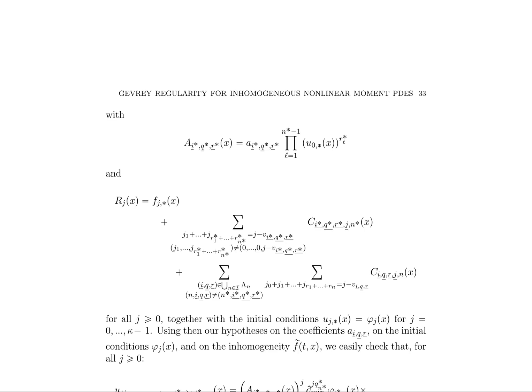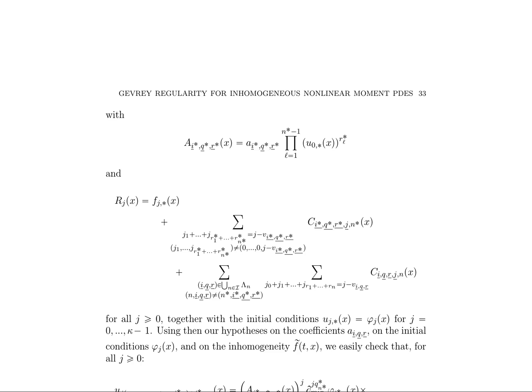In the context of inhomogeneous nonlinear moment partial differential equations, PDEs, the Gevrey regularity plays a crucial role. To establish this regularity, we first define the coefficients I, Q, R and the initial conditions phi_j(x), as well as the inhomogeneity R(t, x). By applying these definitions, we can show that the solution U_j(p, c) satisfies a set of equations, which involves imposing hypotheses on the coefficients and initial conditions, as well as the inhomogeneity.